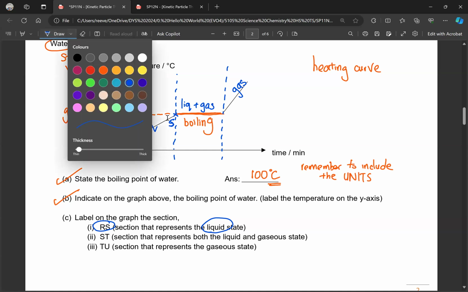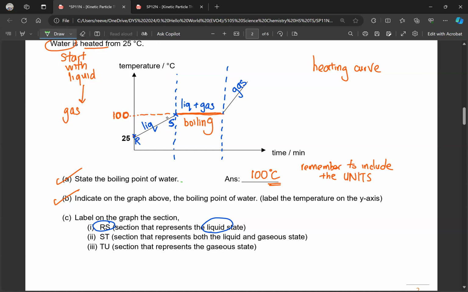Next one, let me change a different color. Choose green. ST. ST is liquid and gas. So I know that S is over here, T must be here at this point. So from S to T is boiling. That's why I have liquid and gas. Okay, some liquid boiled already, some liquid haven't boiled. So it's liquid and gas. It's still in the process of boiling.